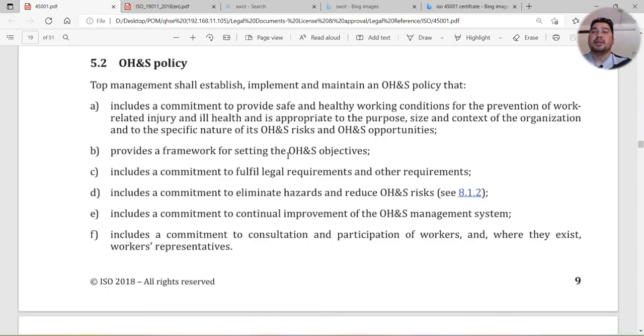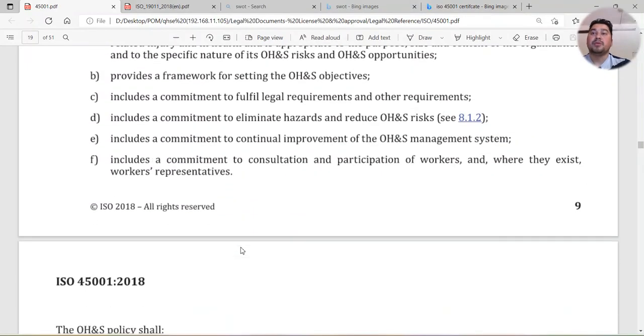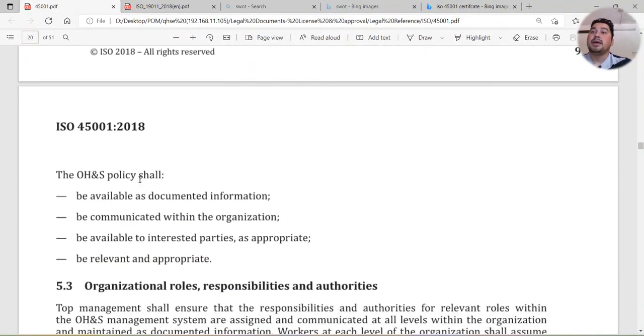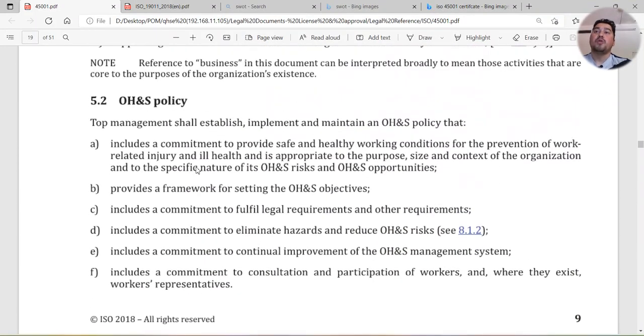It provides a framework for setting the OHS objectives. So objective-related things also need to be included in the policy. It should include the commitment to fulfill the legal requirements and other requirements. It should include a commitment to eliminate hazards and reduce OHS risks. It includes a commitment to continual improvement of the OHS management system. It includes a commitment to consultation and participation of workers, and where they exist, workers' representatives. So these are the requirements that you have to follow when you are preparing any OHS policy.